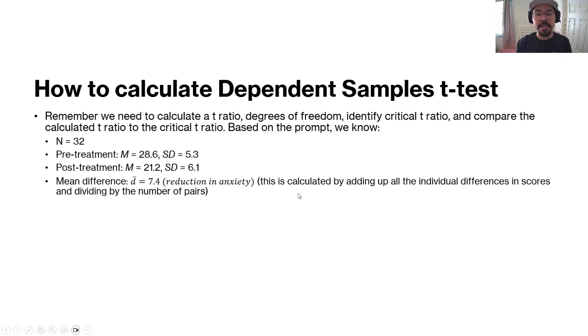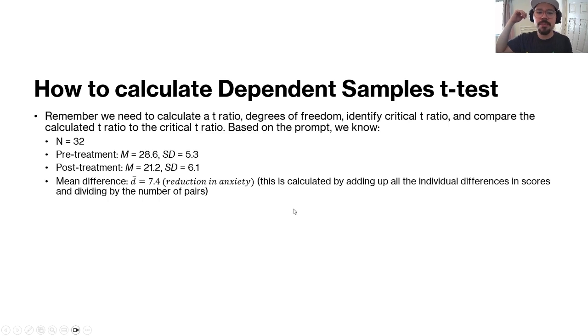This is calculated by adding up all the individual differences in scores and dividing by the number of pairs. So what this would look like in practice is saying, all right, for participant number 1, their pre-treatment anxiety was 32, their post-treatment anxiety was 30, okay?